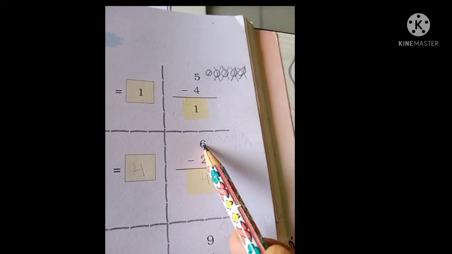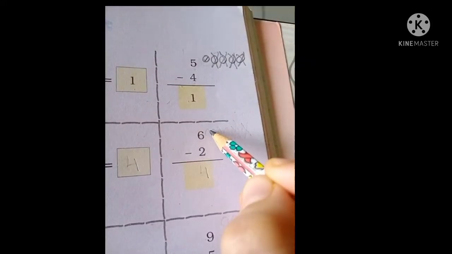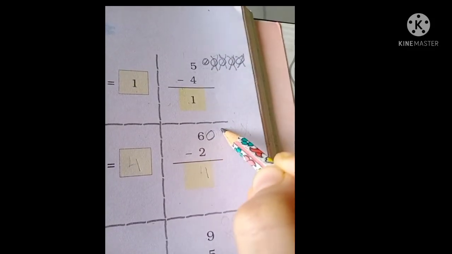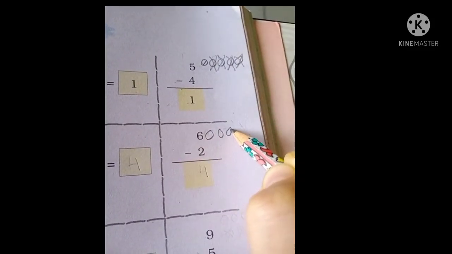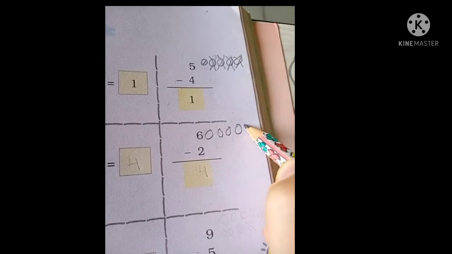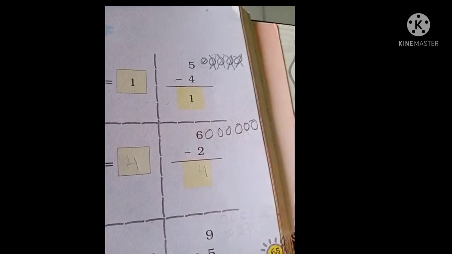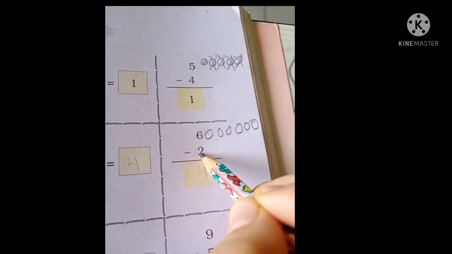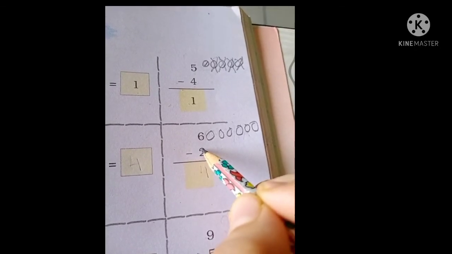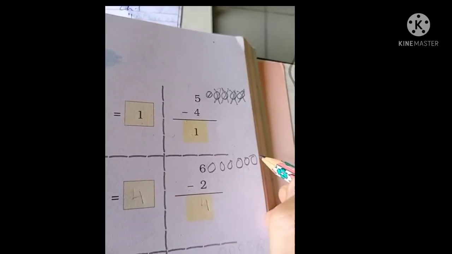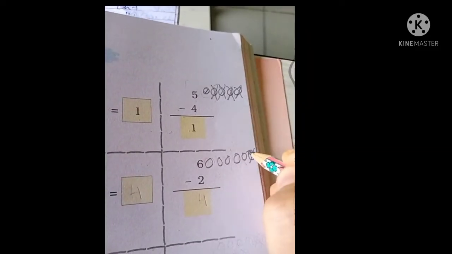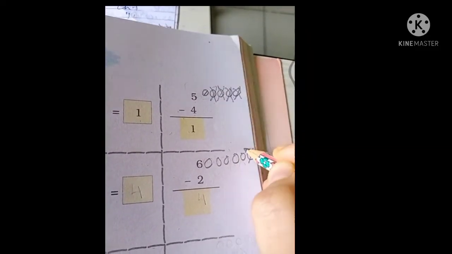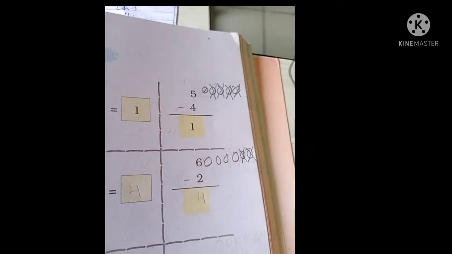Okay, but how many number? First one 6. 6, so we have to draw 6 circles. So 1, 2, 3, 4, 5 and 6. Now from 6 how many we have to subtract? 6 में से हमें कितने subtract करने हैं? 2. So we have to cut 2 circles. So here I am cutting 1 circle and 2 circle.